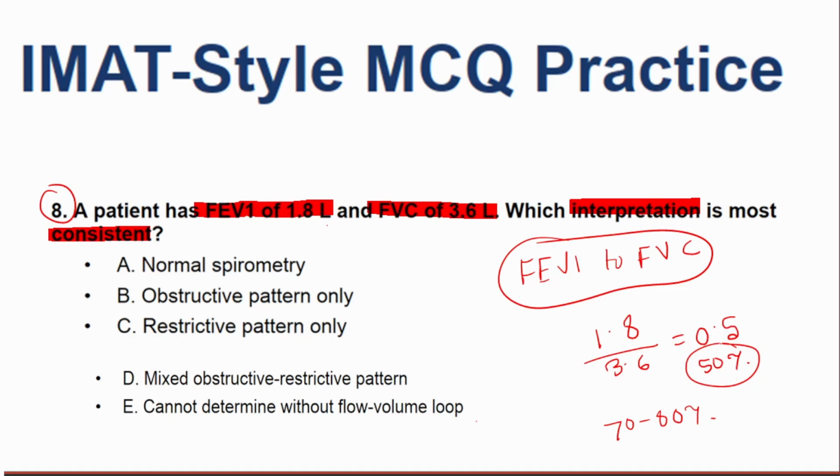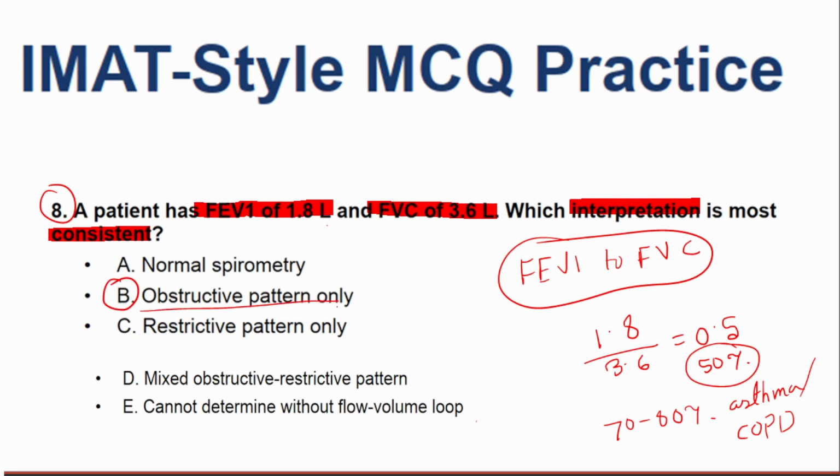This hallmark reduction in the ratio is the defining characteristic of an airway obstruction, commonly seen in conditions like asthma or COPD. Since we don't have the patient's predicted baseline values to diagnose a true restriction, this clear drop in the ratio points us directly to option B, obstructive pattern only.